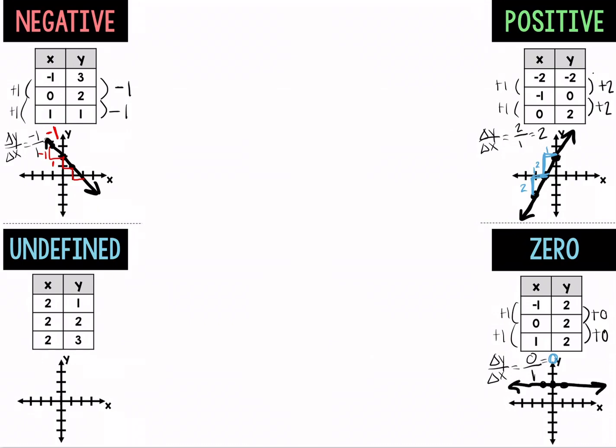Okay, because it's not going up or down. It's just literally right here. It's just not going anywhere. It's flat. So it is 0.